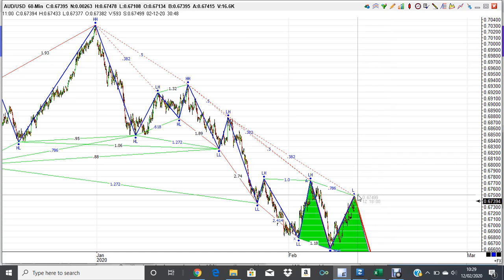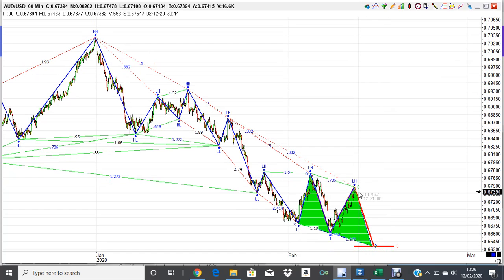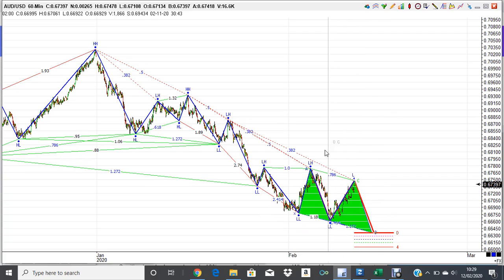So if this thing starts lower, there's another ABCD that comes in. That's going to take us down to this 66.40 area, somewhere in that region. That's set up a 3 drives to a bottom. I could see another bounce.